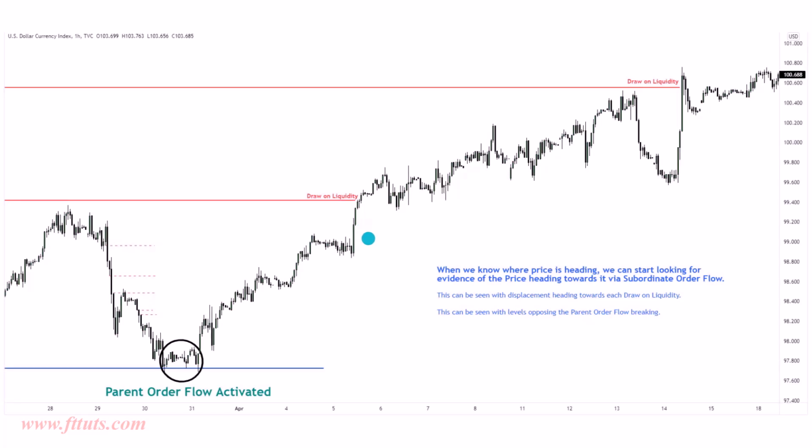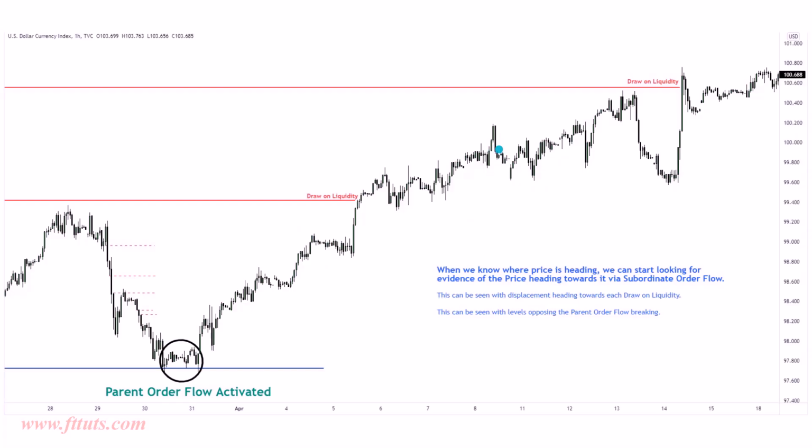Evidence also comes in the form of levels opposing the parent order flow breaking. So here's the parent order flow. What levels do we have opposing it? We have a fair value gap here, it gets broken here. These fair value gaps here, they get broken here. This order block here gets broken here. Okay?